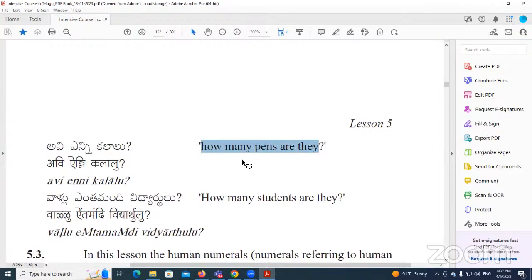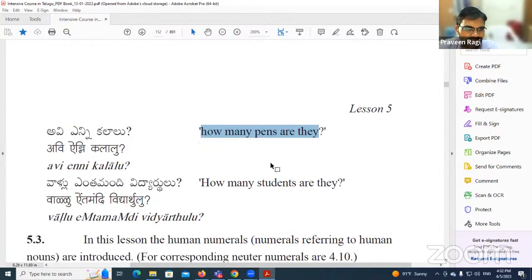The Telugu translation. అవి ఎన్ని పుస్తకాలు? Yes, perfect. Avi enni pushtakalu. How many books are there? Similarly, how many students are there? That means వాళ్ళు ఎంతమంది విద్యార్థులు. So here we are talking about people.